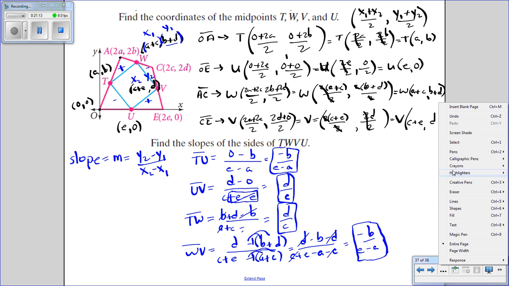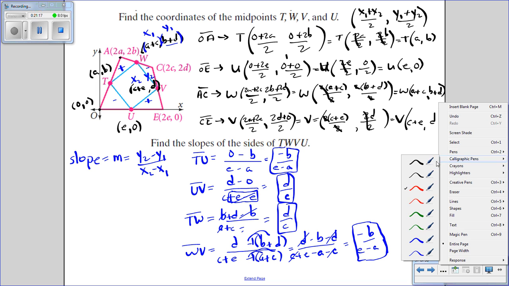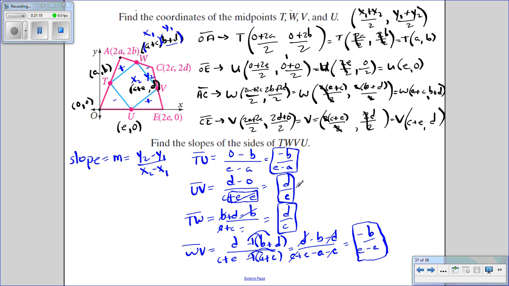Now, what happens is, when you have slopes that are exactly the same, so if you notice, these slopes are the same. That means they're parallel. So I know that UV is parallel to TW. And if you look, these two slopes are the same, so they're parallel.